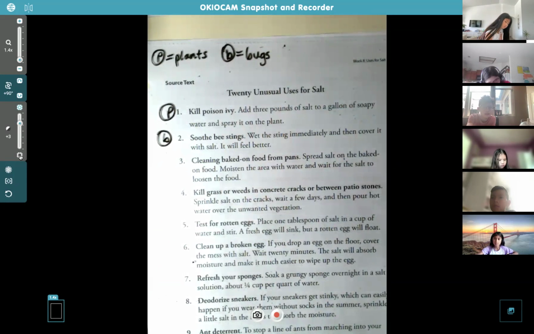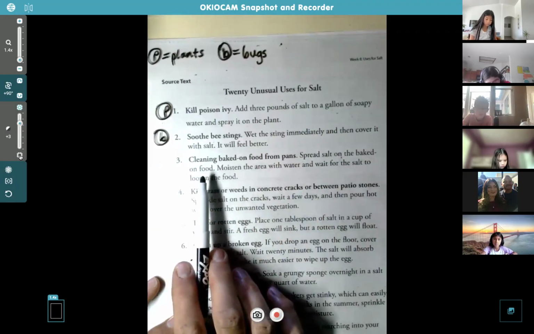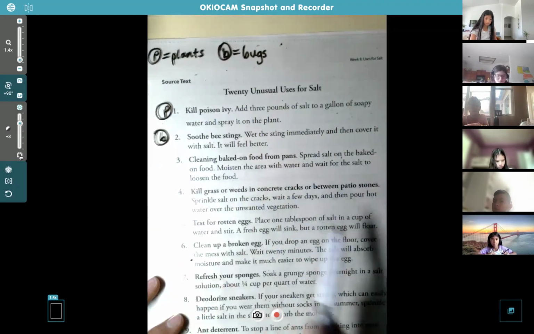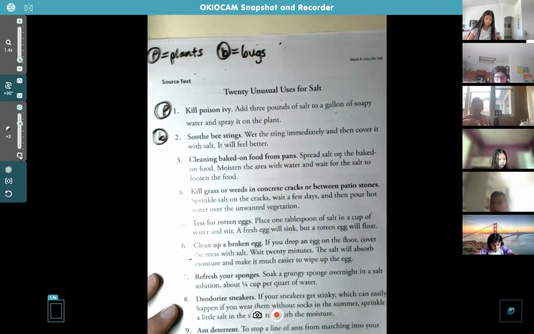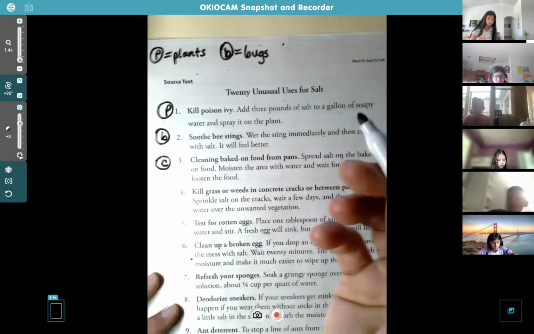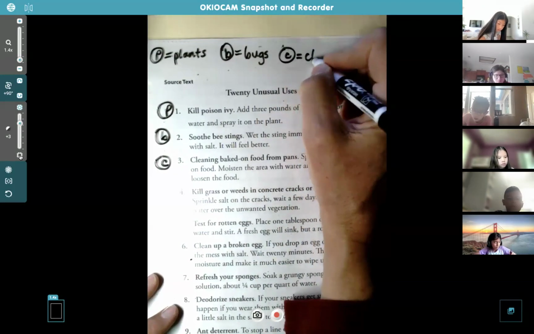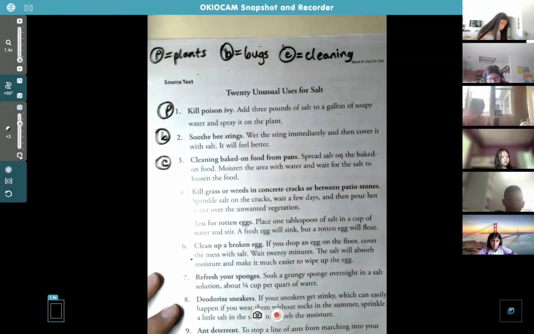Number 3 says cleaning baked on food from pans. Spread salt on the baked on food, moisten the area with water, and wait for the salt to loosen the food. Interesting. You could use it like for cleaning. Let's call this one C. And we'll do C up here for cleaning. You'll see some of these will repeat. Okay, so don't worry.